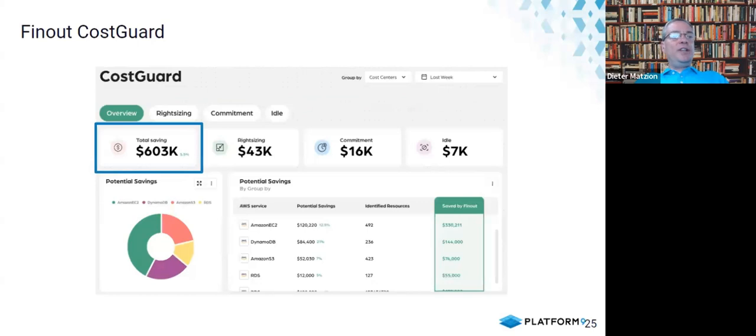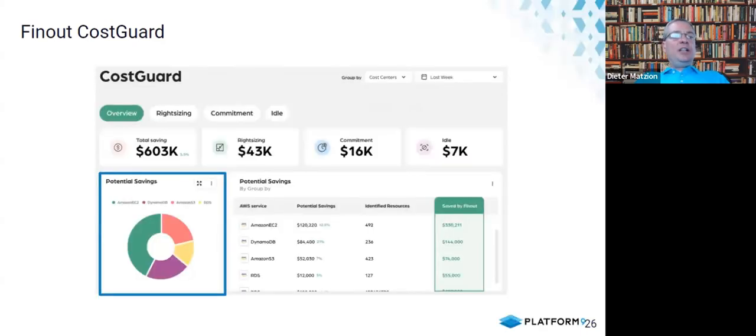So we have the total savings of 603,000. That's great. And then to the right, we see the breakdown of right sizing, commitments, and idle instances. First thing that I notice is that the numbers on the right don't add up to 600. So there are probably other categories that are currently not being displayed.